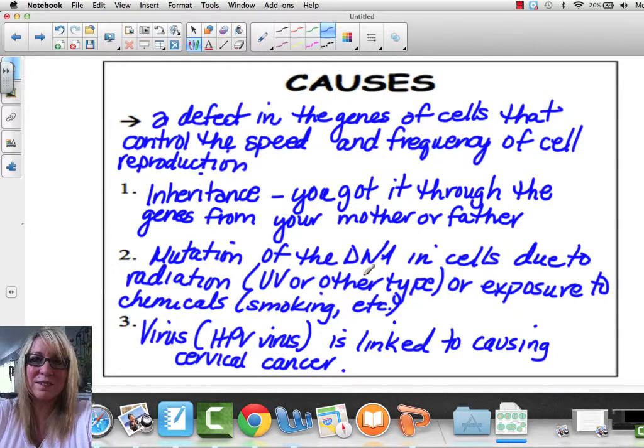A lot of times if you have skin cancer, that's due to UV radiation, from too much of the sun's direct rays. That's why you need to wear sunscreen. And then, it could be inherited. It could be in your genes and it could be laying dormant. And all of a sudden it starts.